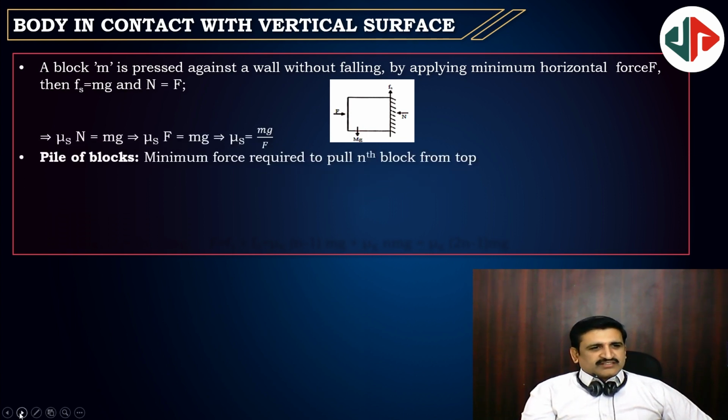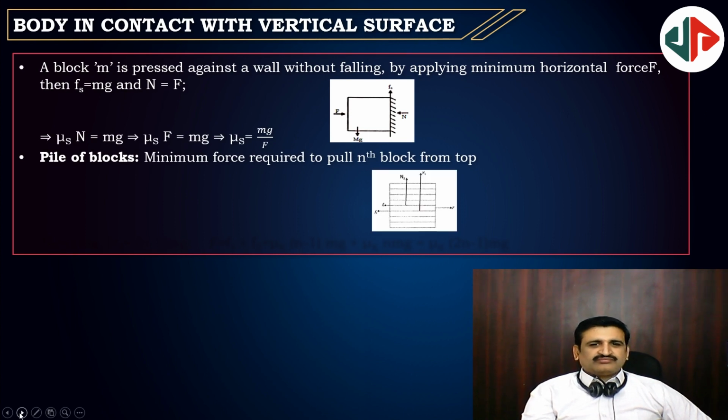pile of blocks. Many blocks are there like this. Then how much force is needed to pull one of the blocks from this? So friction will be here and at the bottom also. The bottom's friction will be more because the number of blocks over it is more. The top one's is less.